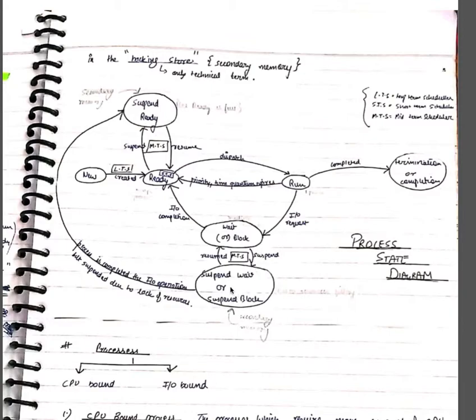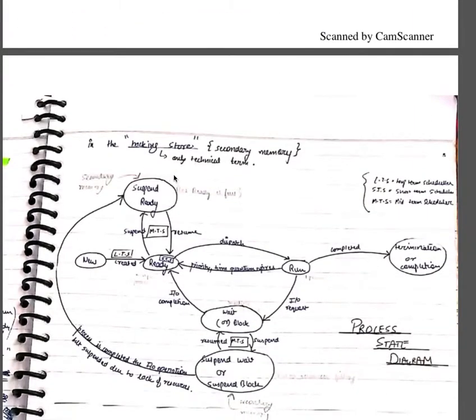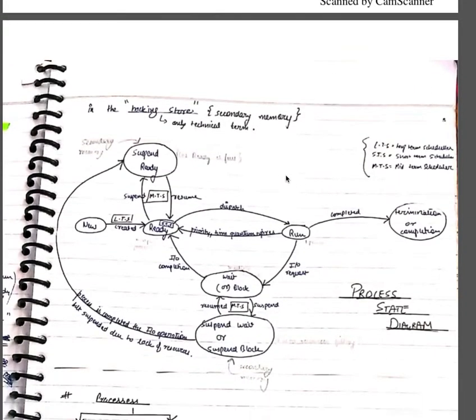Now these two states, suspended wait or suspended block, and suspended ready, reside in the secondary memory because RAM is already getting full because of the ready queue or the wait block queue. So it will be wise for them to wait in the secondary memory. As you can see, when the process is in suspended ready, it is residing in the backing store. Backing store is just a technical term for the secondary memory.